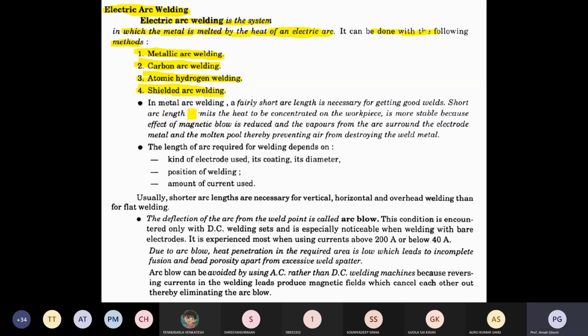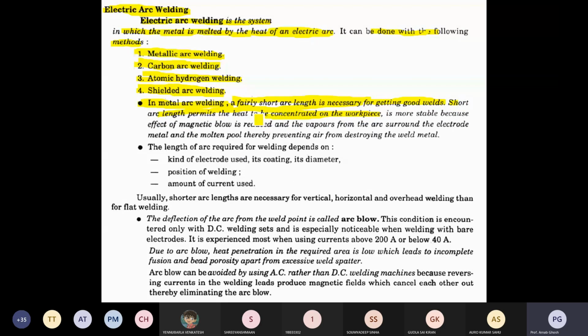So what happened here? In metallic arc welding, what is written? A fairly short arc length is necessary for getting good welds. The short arc length permits the heat to be concentrated on the workspace. So you can see that heat will be concentrated on the workspace.